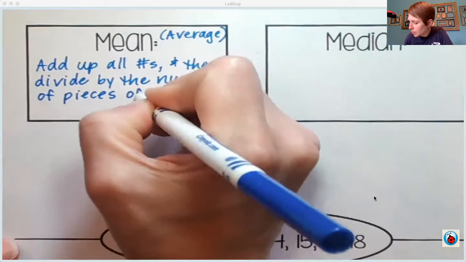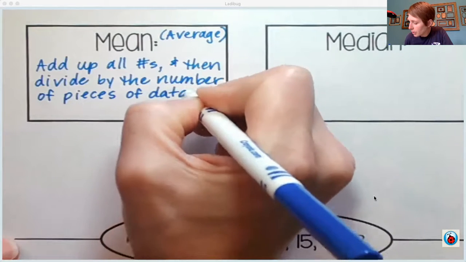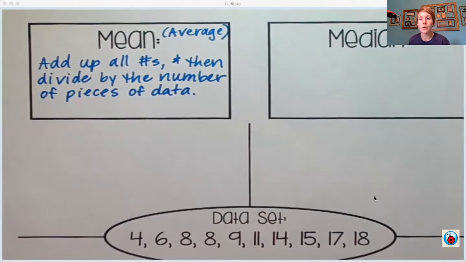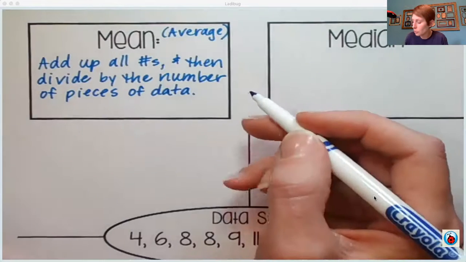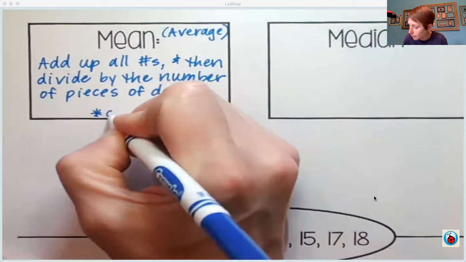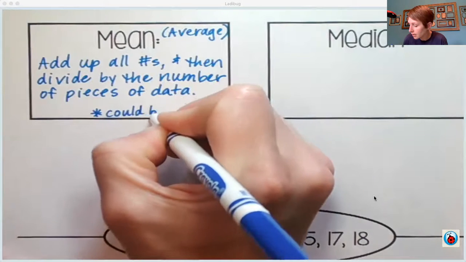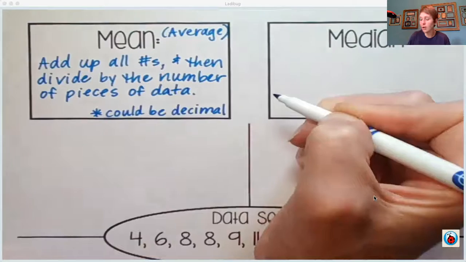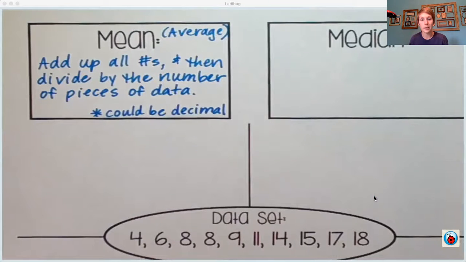Let me explain to you what that means while you finish copying. What that means is if you have 5 pieces of data or 5 numbers, you'll add them all up and divide by 5. If you have 8 pieces of data, you'll add them all together and divide by 8. 14 pieces of data, add them all up and divide by 14, okay? Now, important to note that this number could be a decimal, okay? So don't freak out if you get a decimal for this number. That is entirely possible, okay?